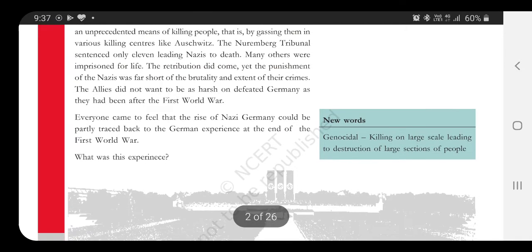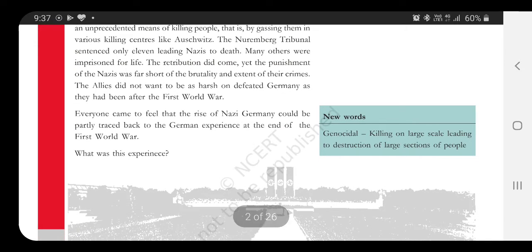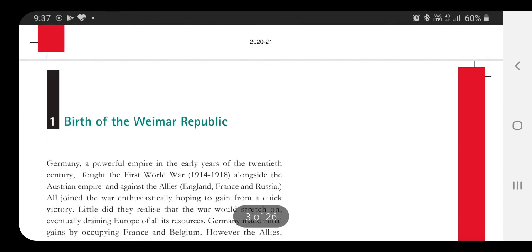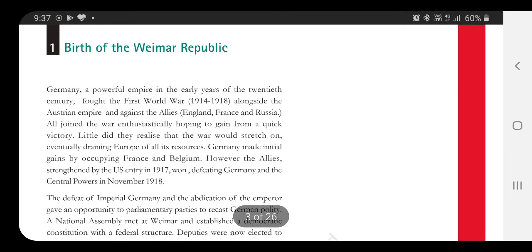So everyone came to feel that the rise of Nazi Germany could be partly traced back to the German experience at the end of the First World War. So what was the experience? See, there was a birth of a new political system. A Weimar Republic was born after Germany lost in the First World War in November 1918.